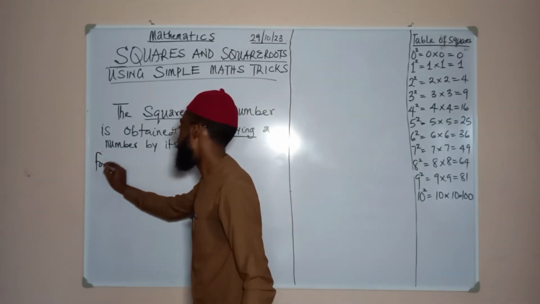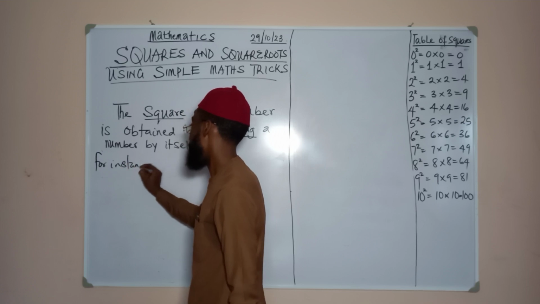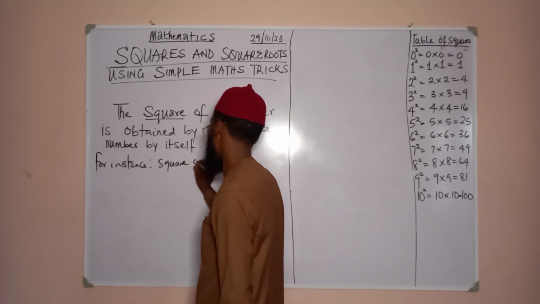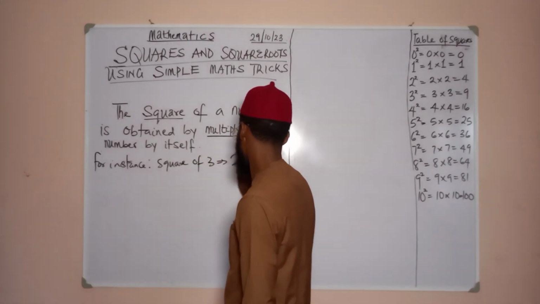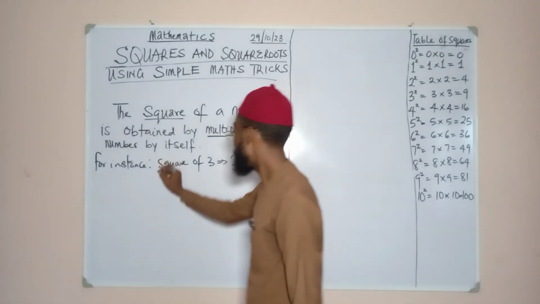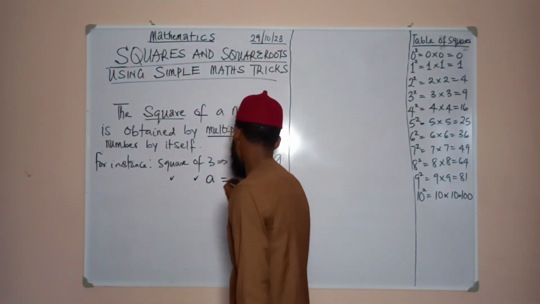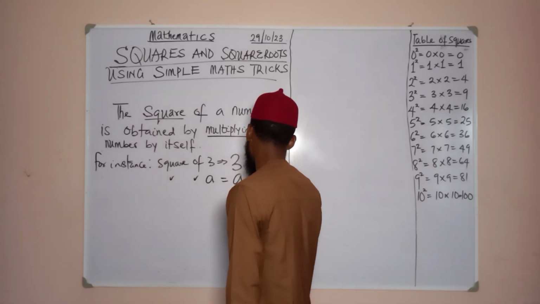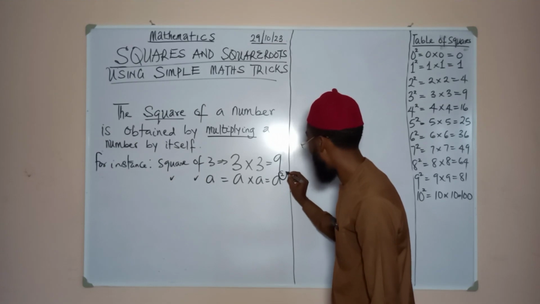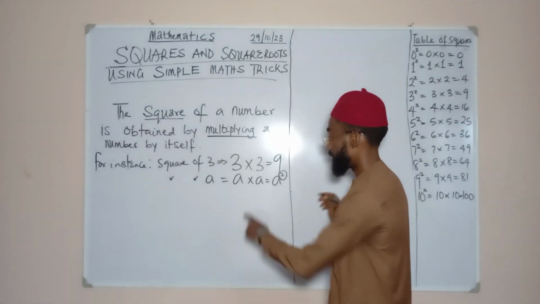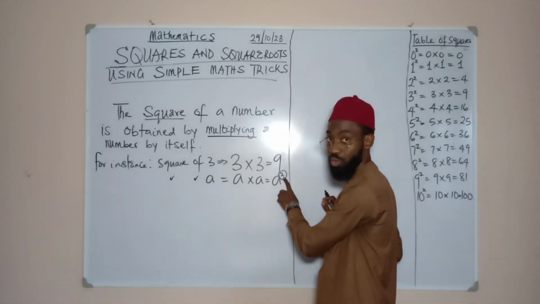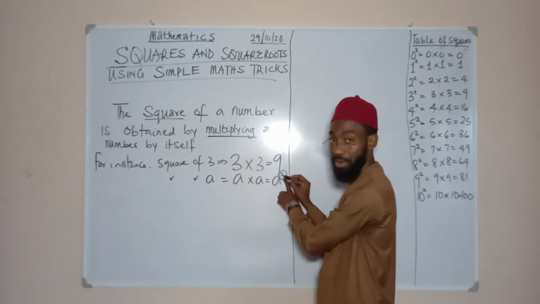So for instance, to get the square of 3, I will have to do 3 times 3 to get 9. To get the square of a, I'll have to do a times a, and that will give me a raised to power 2. Now, notice the power a particular variable or a number carries whenever you're going to square it. It usually carries the power of 2.